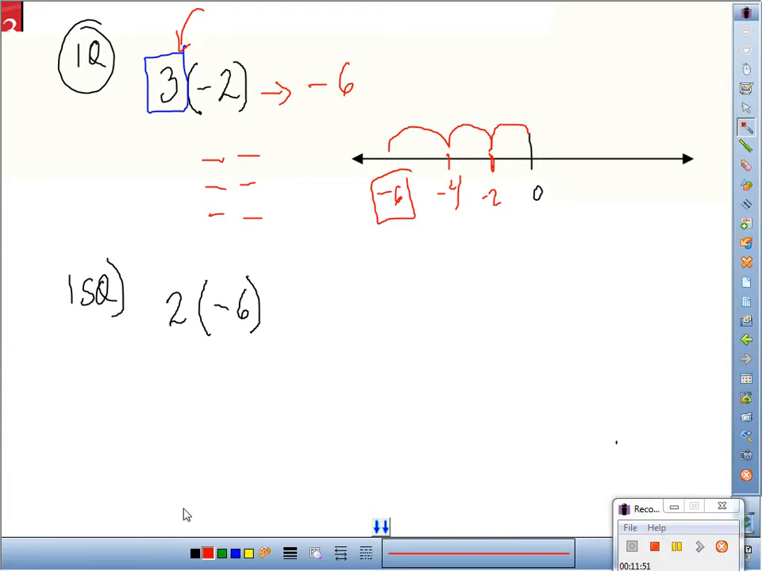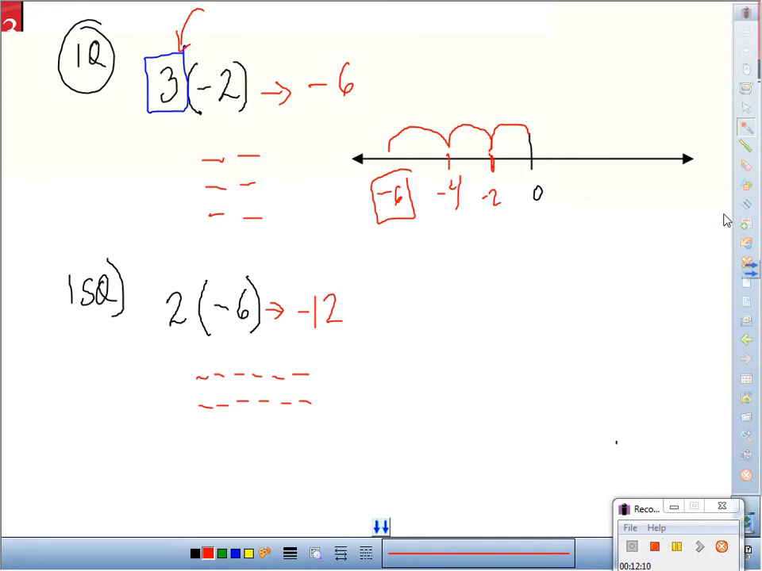What's inside of the parentheses? Negative 6. So I need to show that with tiles. 1, 2, 3, 4, 5, 6. But how many groups are they asking us to do? 2. There's 1, and here's another. So how many total negatives do we have? Negative 12. Hands if you got that.